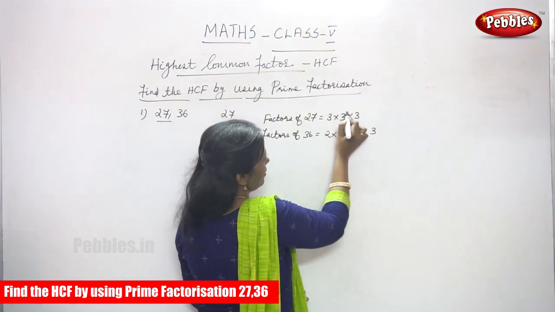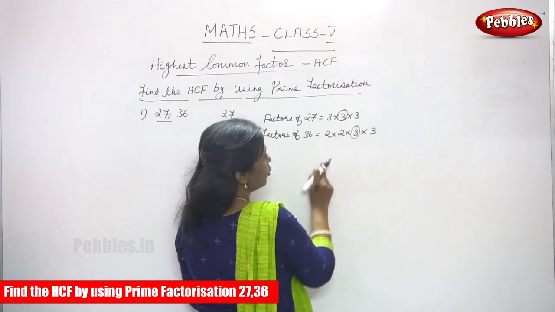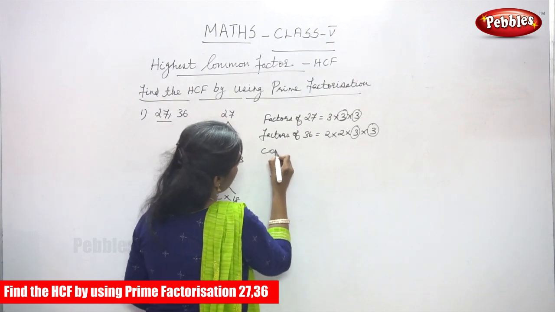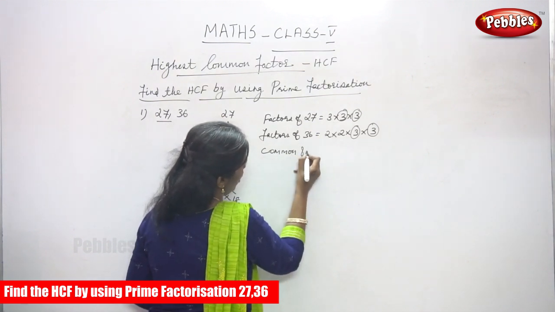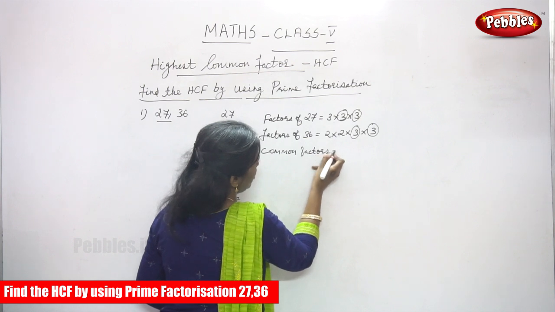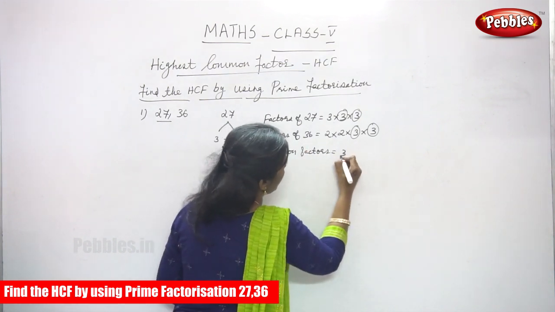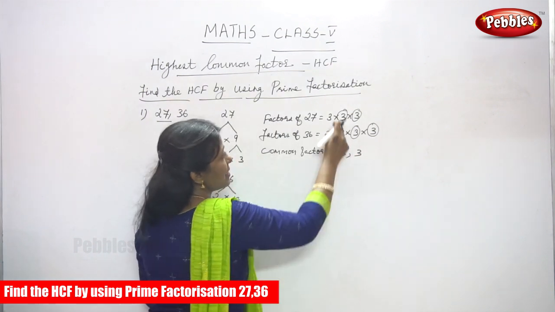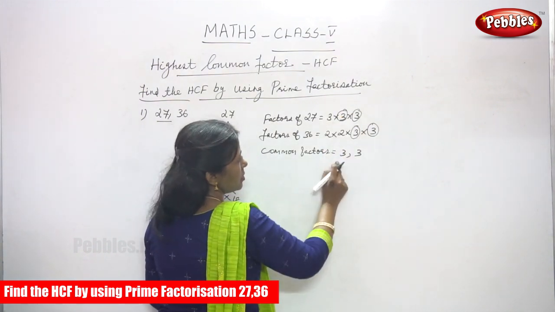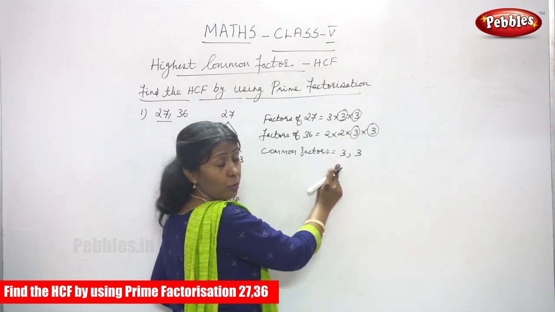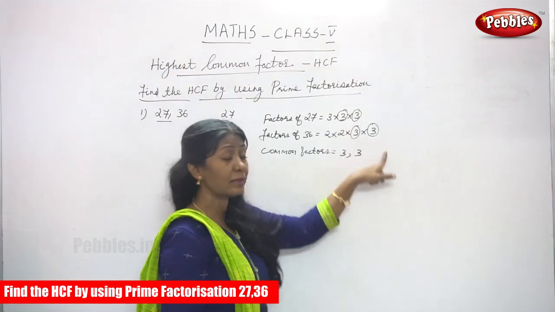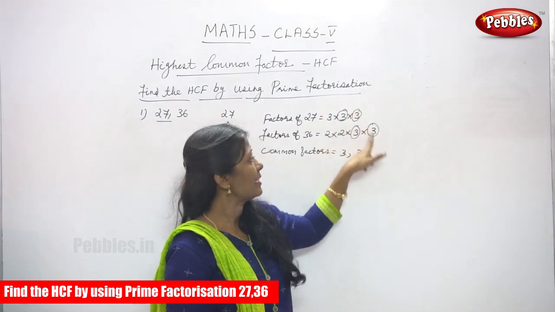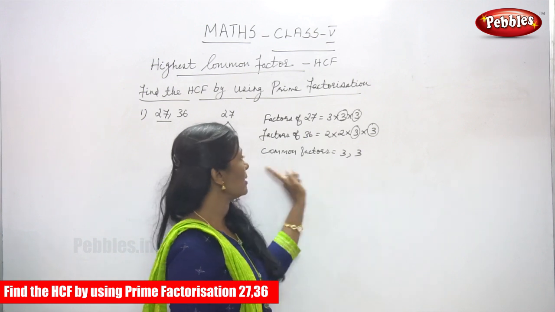So you have to circle. You have to find the common factors. So common factors of these two numbers, 27 and 36, is 3, 3. First you write 3, 3, because 3 into 3 and 3 into 3. For these two 3s you have to write only one time. For these two 3s you have to write only one time. So these are the common factors.